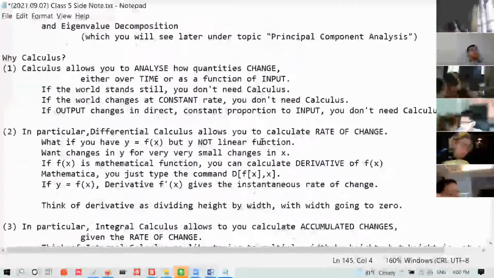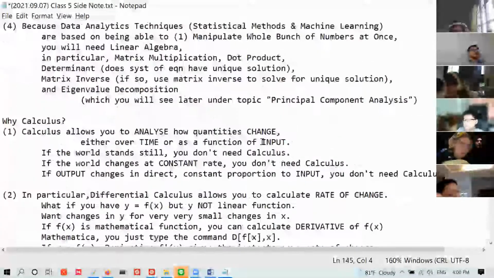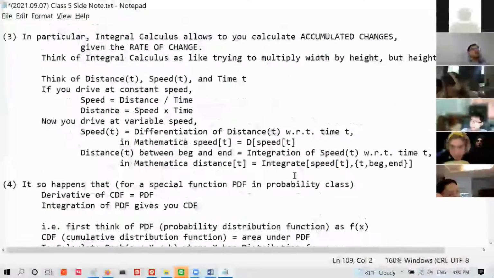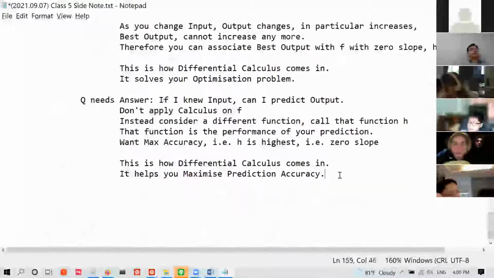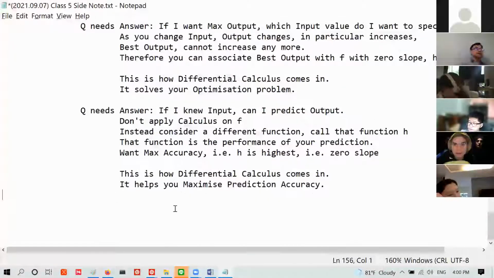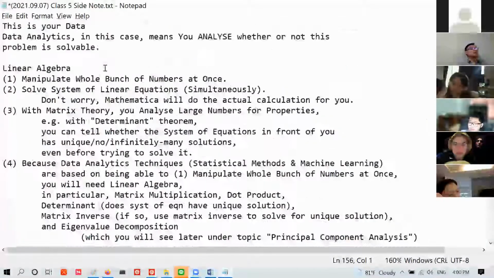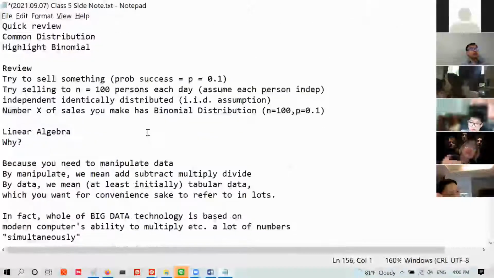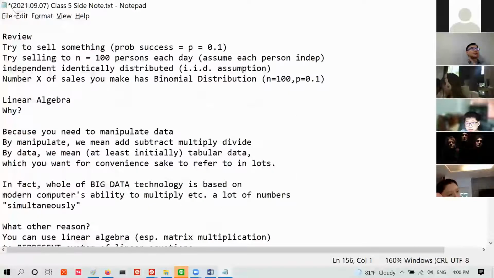So I have given you 5 reasons for calculus. Actually, this should be like 1.1a and 1b, but that's okay. So I've given you 9 reasons to live, basically. Okay. So these are the 9 reasons that you want to be understanding linear algebra and calculus. These two are quite important.